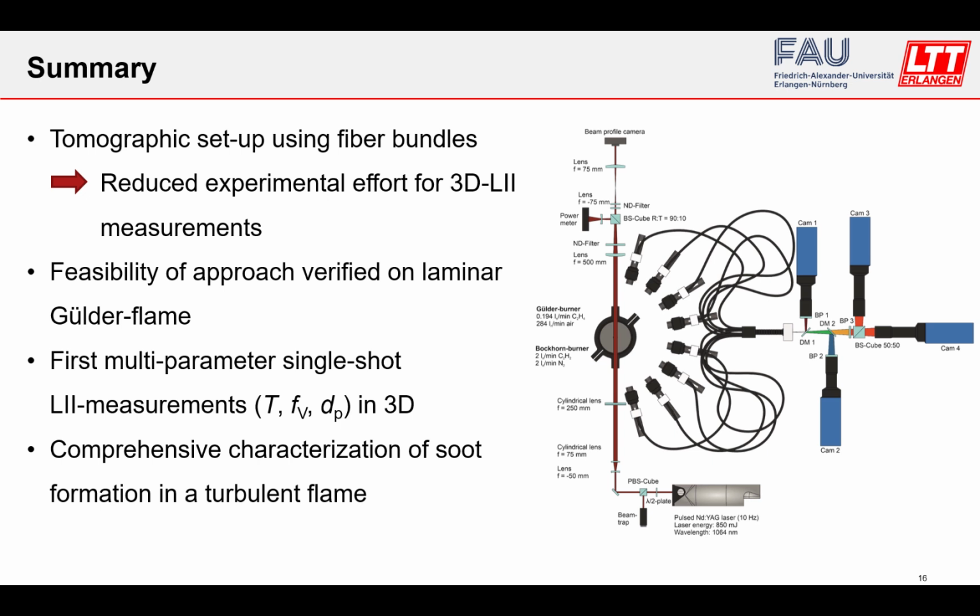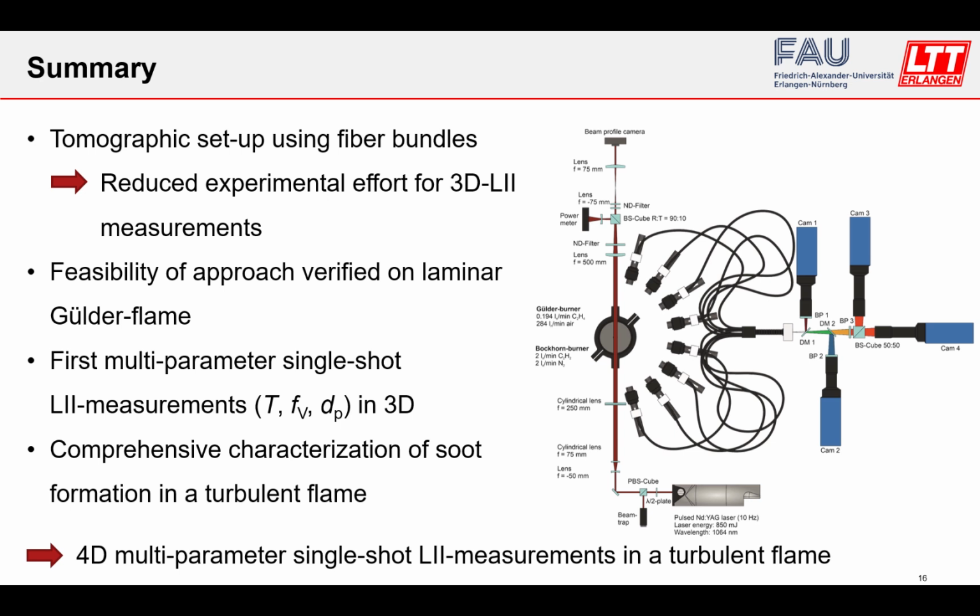In a next step, we want to measure our quantities of interest in 4 dimensions, which will then be a 4D multi-parameter single-shot LRI measurement in a turbulent flame. For that, we need to upgrade our equipment first so that it is capable of measuring with a repetition rate in the kilohertz regime. And with that, we are then able to visualize and follow areas of soot growth and oxidation processes in a turbulent flame.